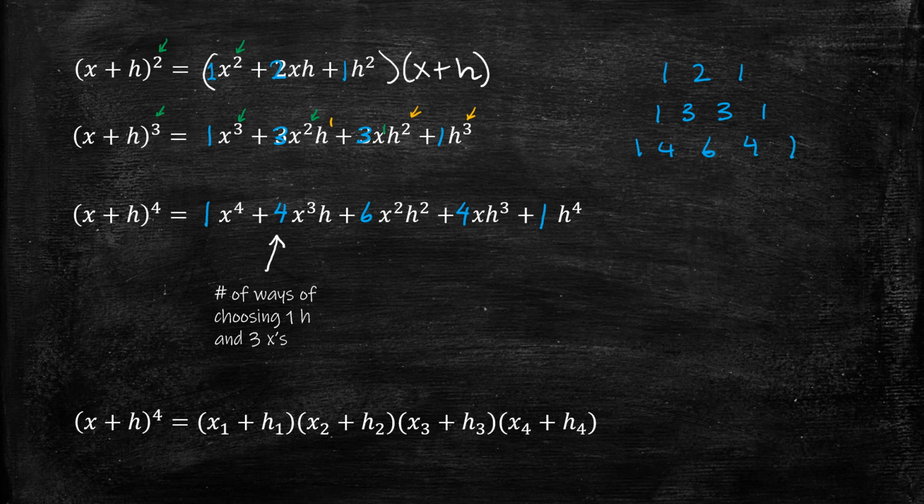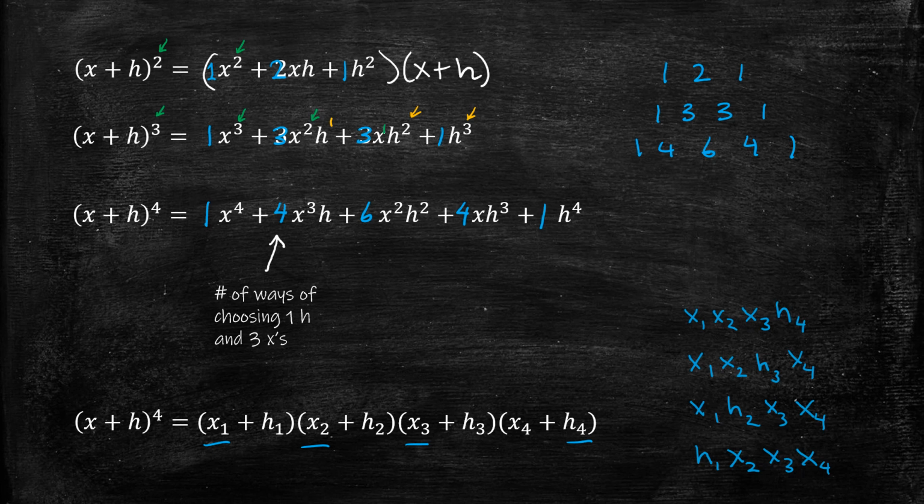If I label each binomial with a different index, so x1 plus h1, etc., the ways to get x cubed h, you can see, well, I could take x1 times x2 times x3 and then use the h4 from the fourth parentheses. So I could get that. That's one way to get x cubed h. But I could also have picked the h from the third parentheses and the x from the fourth, etc., etc. So in effect, there are 4 ways of getting x cubed h.